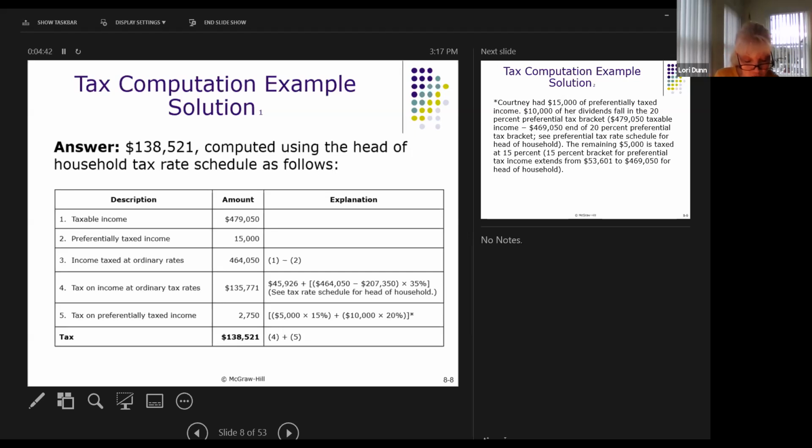Her taxable income is between $207,350 and $518,400. So we'll take $45,926 plus 35%. Her taxable income, $464,050, is above the $207,350. So subtract these two and multiply it by 35%. That is added to the $45,926, the tax at the ordinary rate. So the tax on this $464,050 is $135,771.